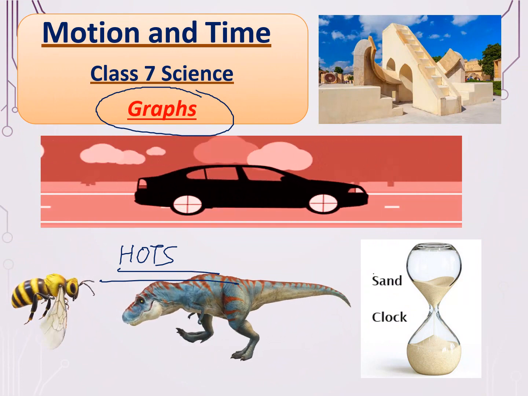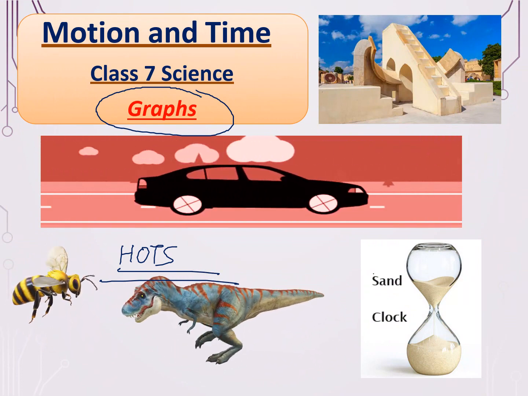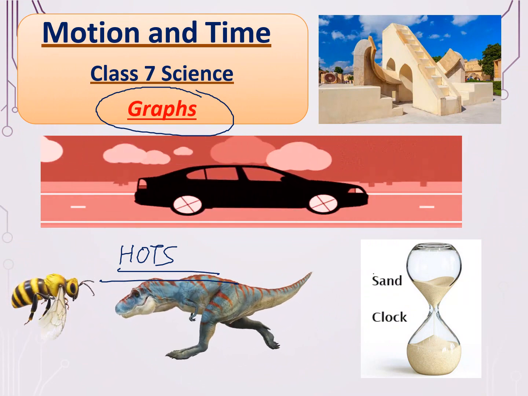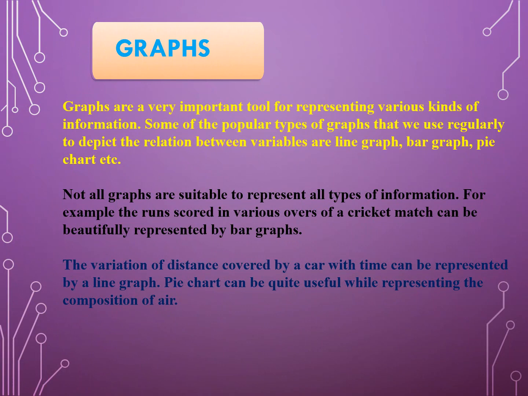But just for a quick recap, I am going to give you a basic idea of graphs. Fine. So let's move ahead. So what exactly is a graph? Graphs are a very important tool for representing various kinds of information. Some of the popular types of graphs that we use regularly to depict the relation between variables are line graph, bar graph, pie graph or pie charts.